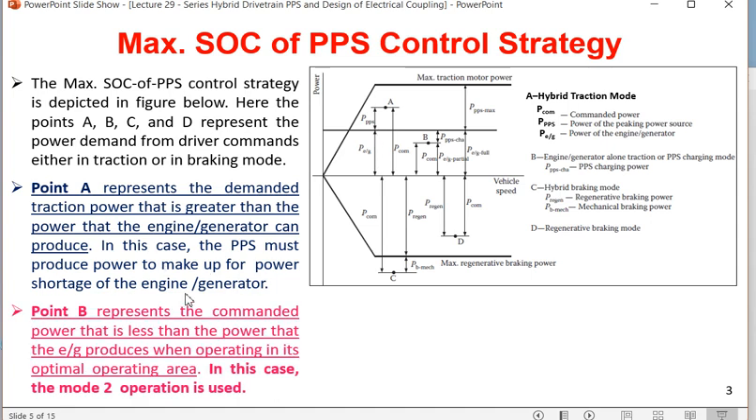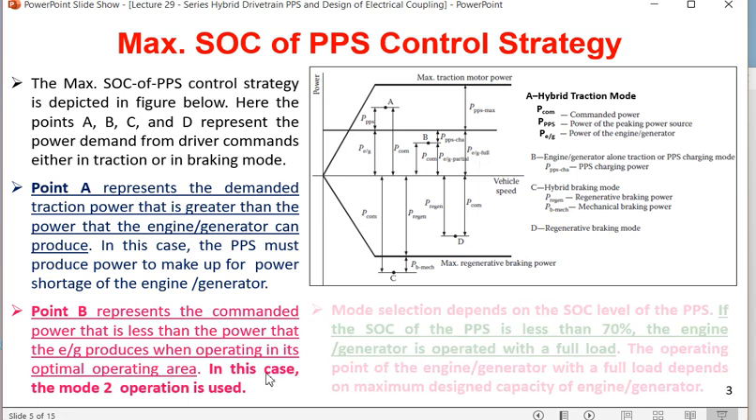Point B represents the commanded power, which is less than the power that the engine generator can produce. So you can find this much is the maximum power that the engine generator can produce. In this case the PPS does not need to discharge, but if you find that the PPS is 80% charged or 70% charged, then some power from the primary source will go to the secondary source, that is the PPS, and the PPS will get fully charged. So it is written here, point B represents the commanded power that is less than the power produced by the PEG, that means PEG full. In this case operation mode 2 is used.